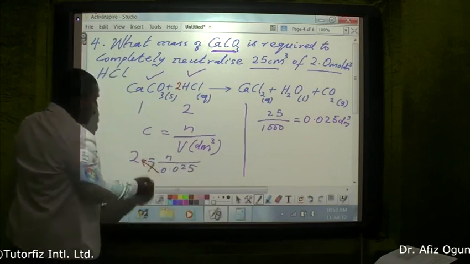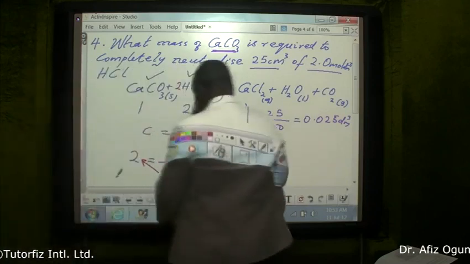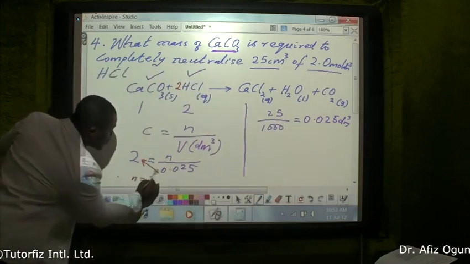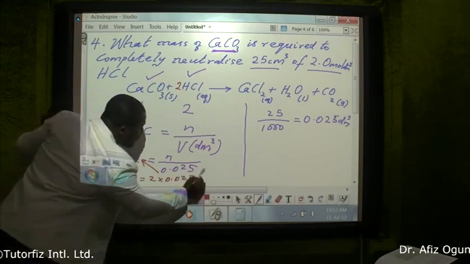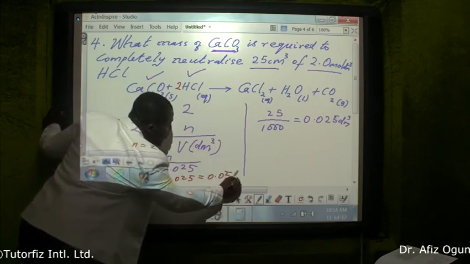I'm using this mathematical method a lot, which is good for me. n, the number of mole, will be equal to 2 multiplied by 0.025, which is 0.05 mole.